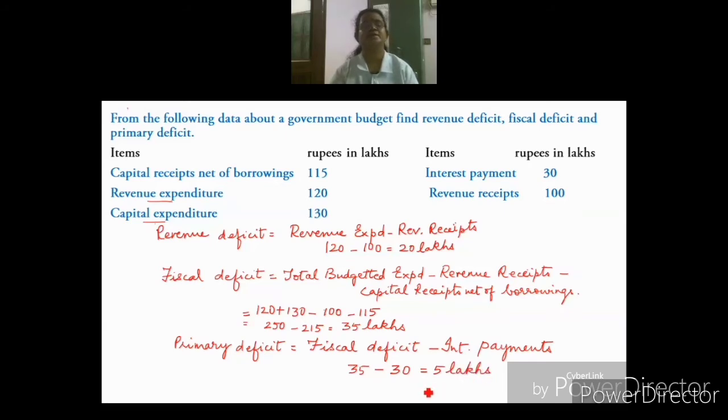So is it clear? So with this formula, if you work out, it is easy for you to derive all the three types of deficits.